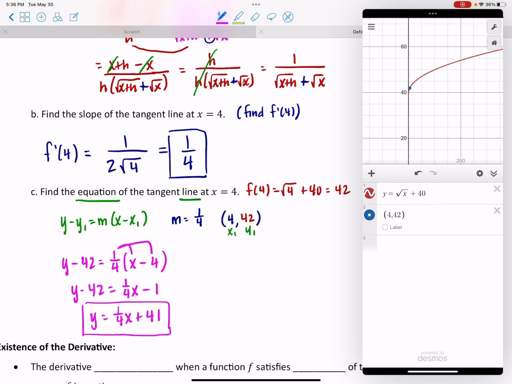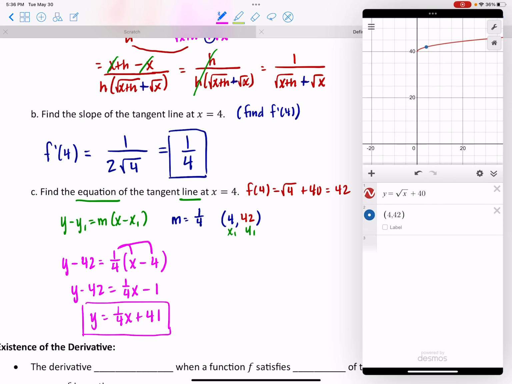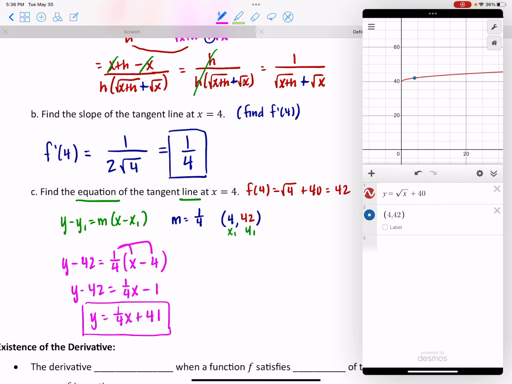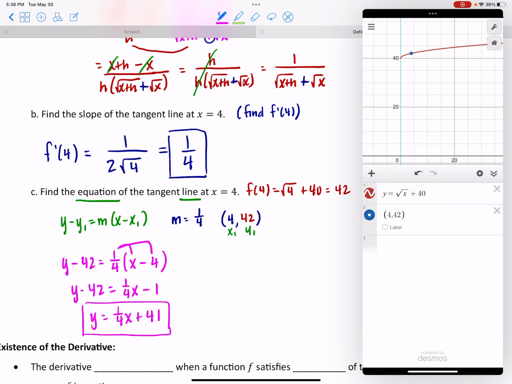So this is, zoom out so you can see a little. All right, so this is the point we're looking at, okay? So at x equals 4, the corresponding y value of 42, that's the point we're looking at. What we just found is that the slope of the line tangent to that point is 1/4, and actually we found the equation for the tangent line.